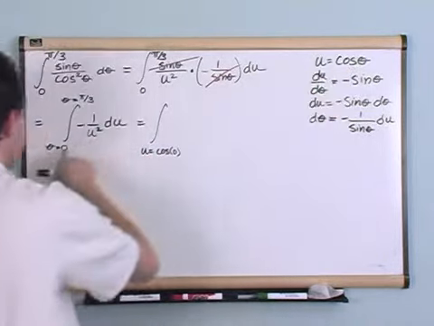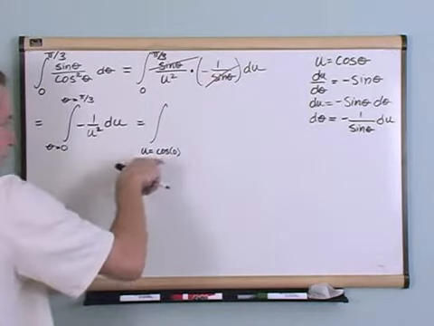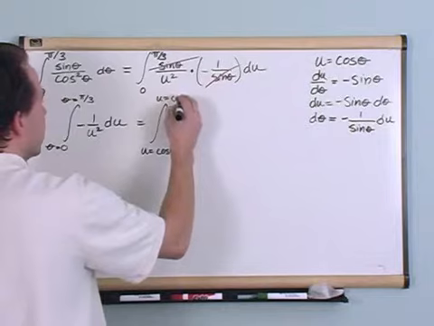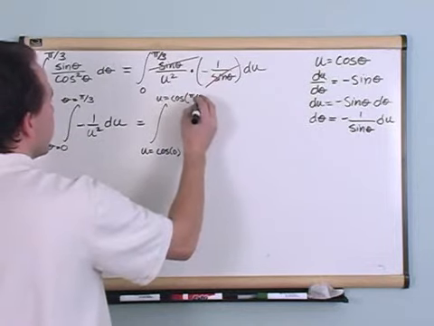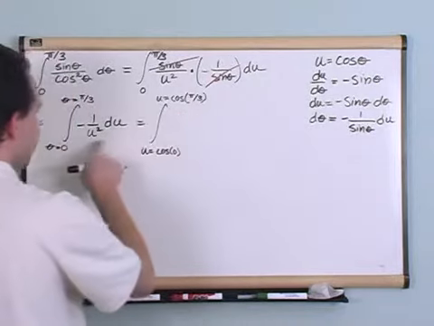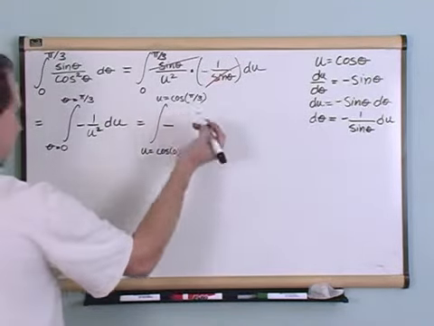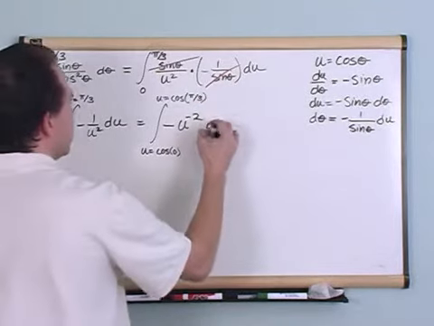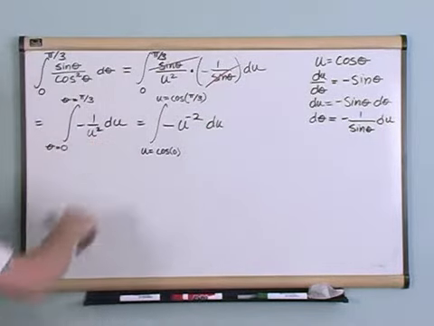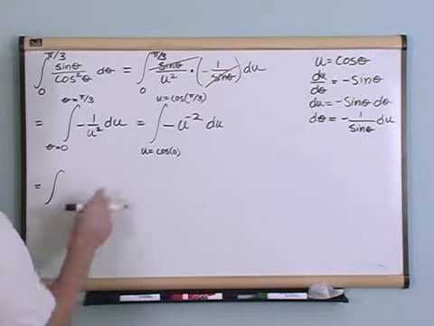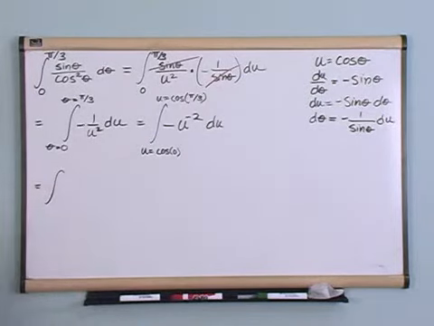u is equal to cosine theta. Theta is equal to 0, so I've got u is equal to cosine 0. And then u is equal to cosine of pi over 3, okay? And then in the integrand, I'm going to write it as u to the negative 2 du. I'm just changing this fraction into an exponent. That's all I'm doing. Now, remember from your trig, cosine of 0 is 1, right?